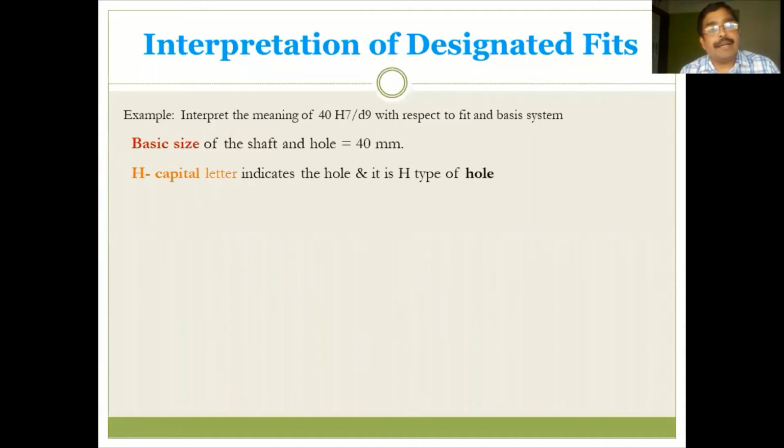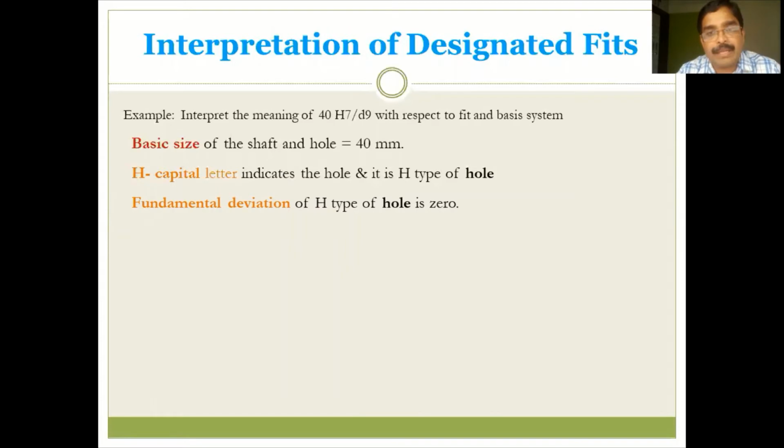Interpretation of designated fits. Example, we'll see here. Interpret the meaning of 40H7/d9 with respect to fits and basis system. 40 is the basic size, which is common to both the hole as well as the shaft. Second is the H. H is a capital letter, which indicates the hole, and it is an H type of hole, as there are A, B, C, D, E, H, like that. And the fundamental deviation of an H type of hole is 0.